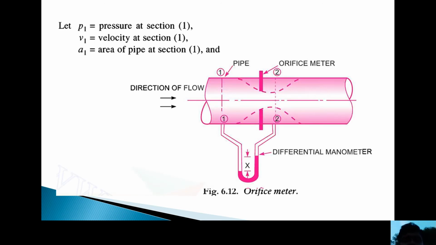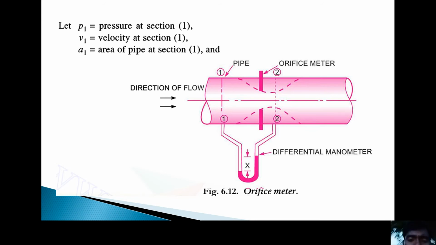Okay, next, this is the orifice meter. Differential manometer is connected to the orifice meter. The direction of flow is left side. Pipe 1 and pipe 2 is an orifice. Orifice means the small narrow section. This diameter is the half of the pipe diameter or 0.4 to 0.8 times of the pipe diameters.